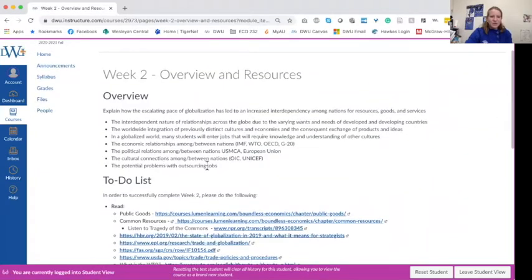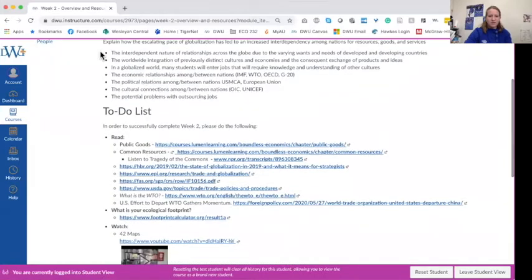So for week 2, we're looking at the escalating pace of globalization, which was part of week 1, and then how it leads to increased interdependence among nations for resources, goods, and services. So how do we compete in a way for some of those goods and services and resources? And then you can read through the content for the week, some of the takeaways.